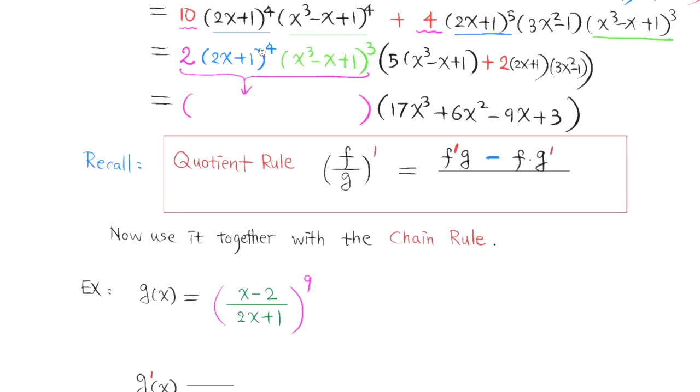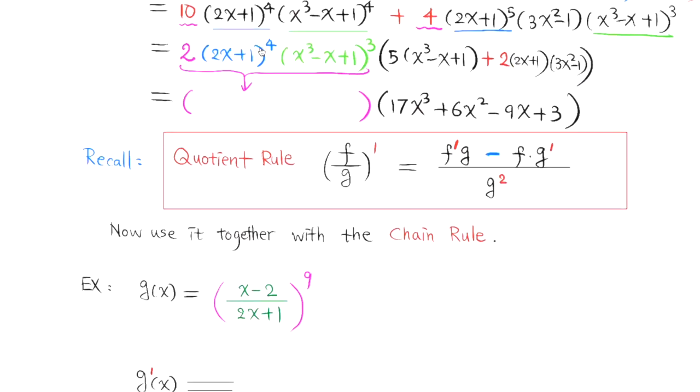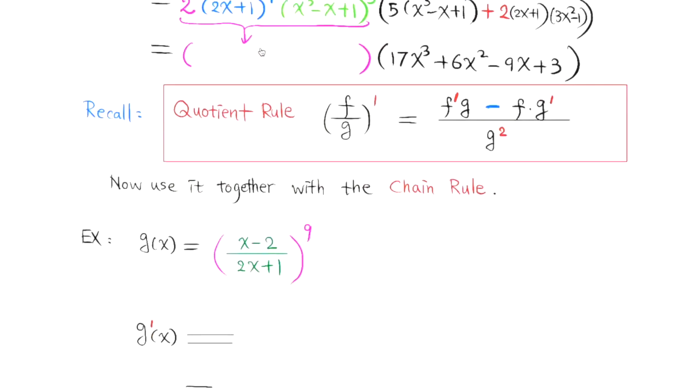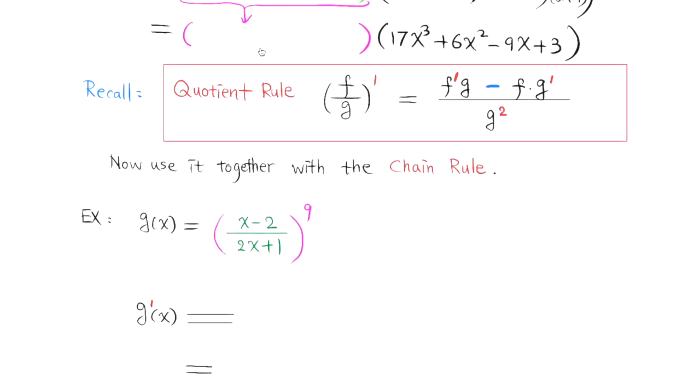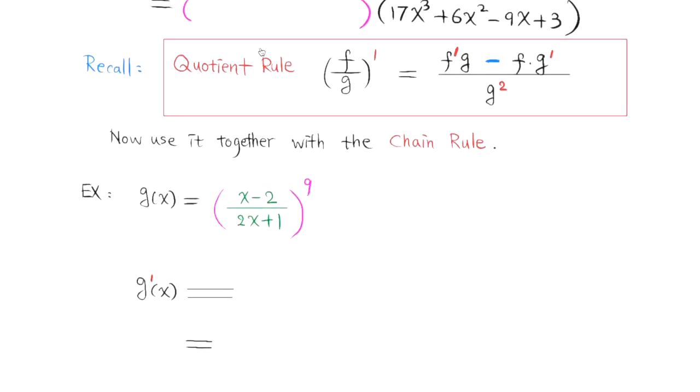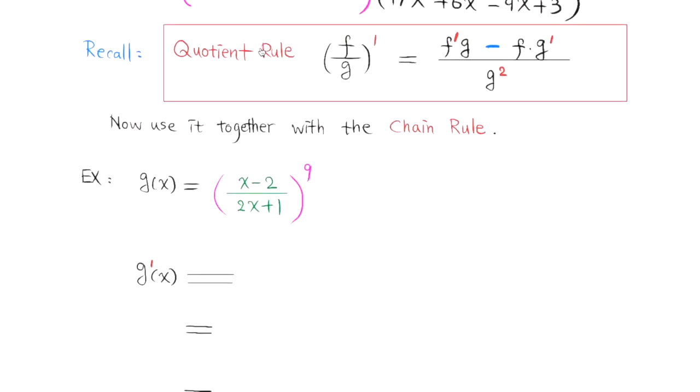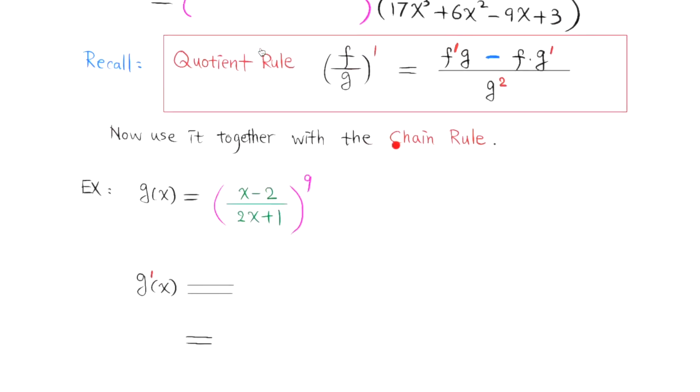Okay, and then the denominator over here will be g squared. So that was the quotient rule. Now we're going to use it together with the chain rule. So look at this one. Someone tell me, do I use the chain rule first or do I use the quotient rule first? This one or this one? Chain rule? Yes, the chain rule first.